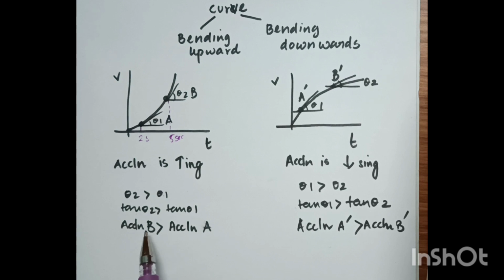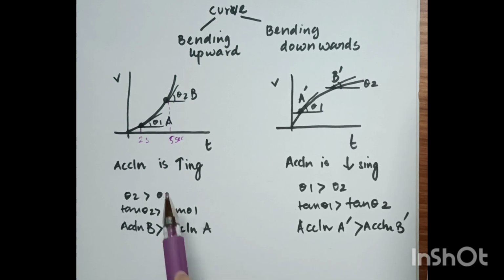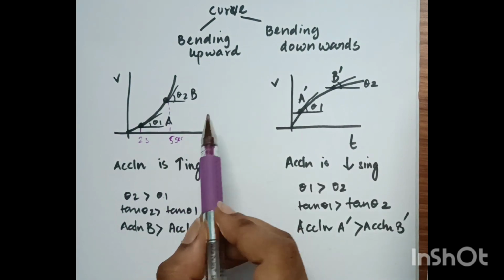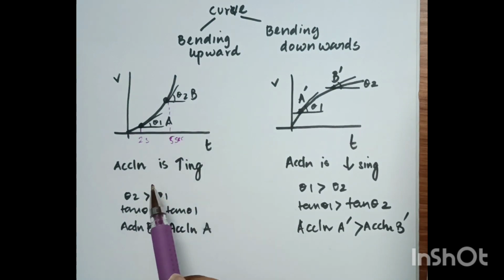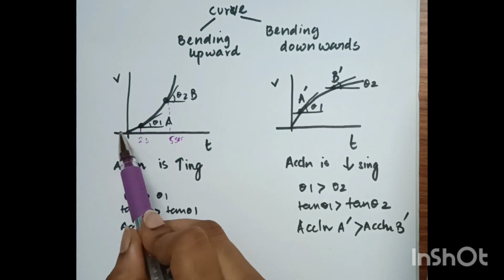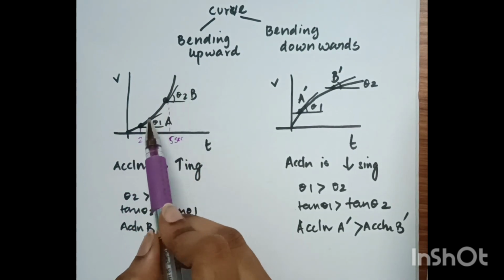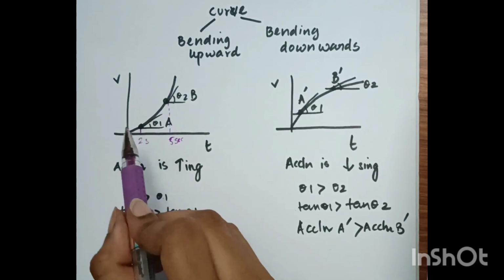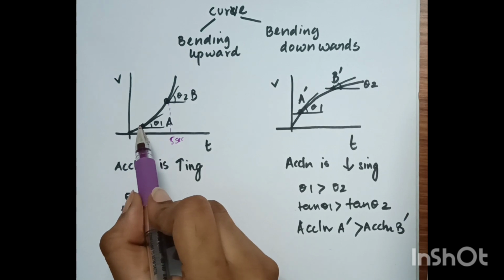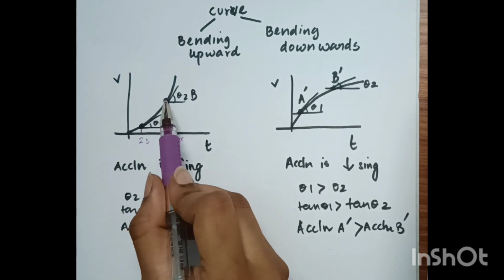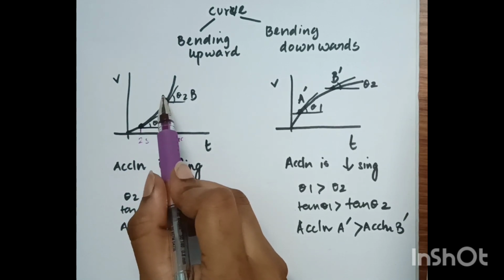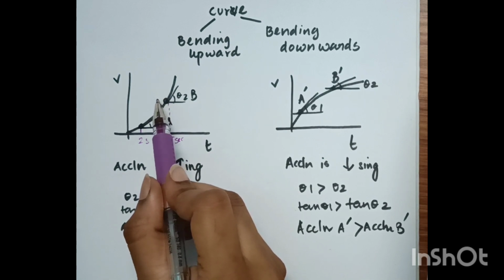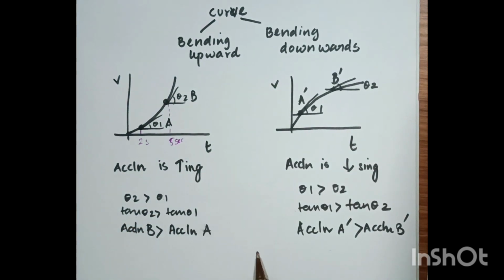So acceleration at point B is greater than that of acceleration at point A. That means as the time passes on, acceleration is increasing. So if the curve is bending upward, we can say acceleration is itself increasing. If suppose there is 5 meter per second square acceleration here, then it can have 7 meter per second square here. That is the meaning of this graph.